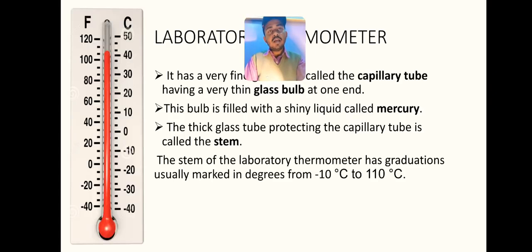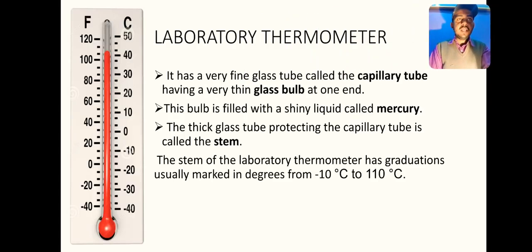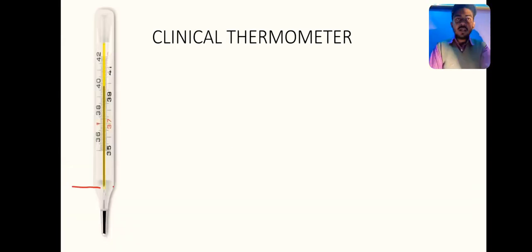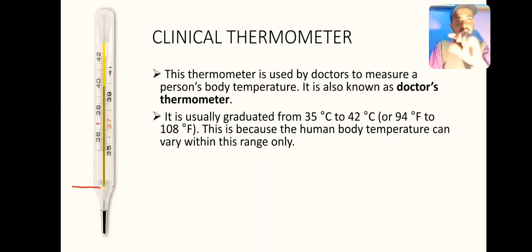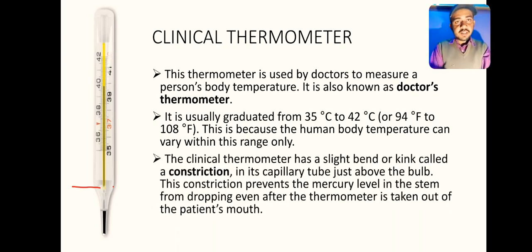about clinical and laboratory thermometers. Okay, the laboratory thermometer is used in labs, and it has a very big range. The clinical thermometer is used by doctors. It has a range of only 35 to 42 degrees C or 94 to 108 degrees F, because our body has only this much range, and it has a constriction which allows us to measure the temperature even after we have taken the thermometer out of our mouth. Okay, then we have these types of thermometers.